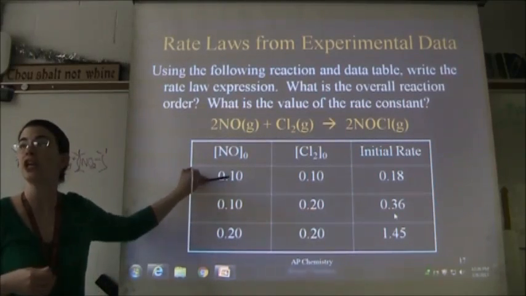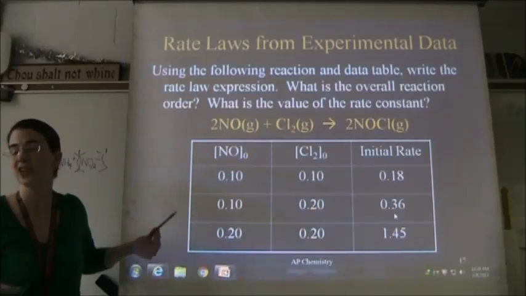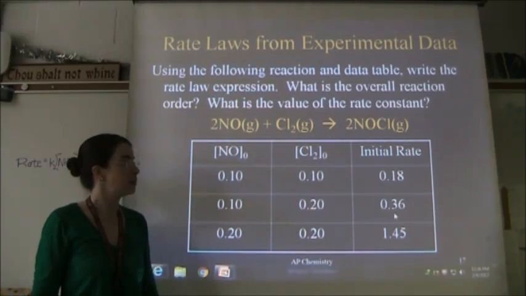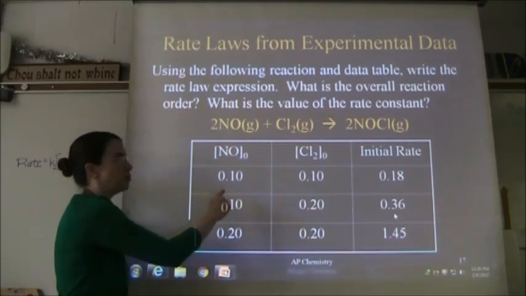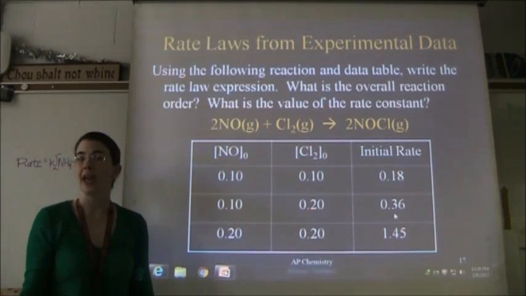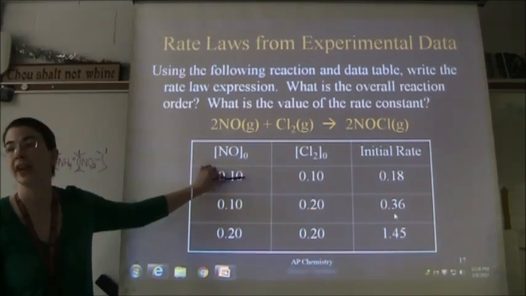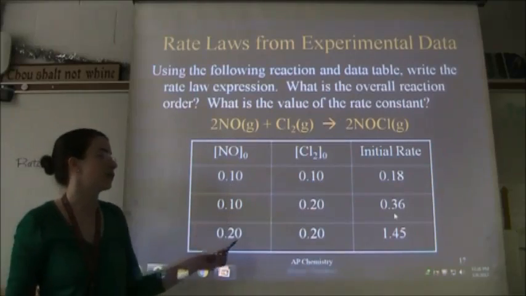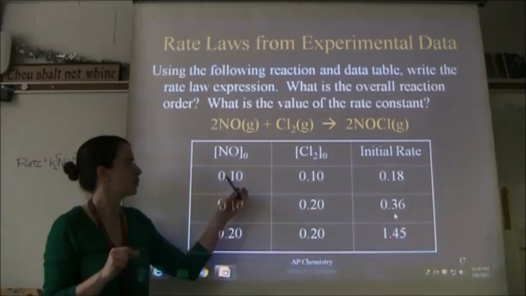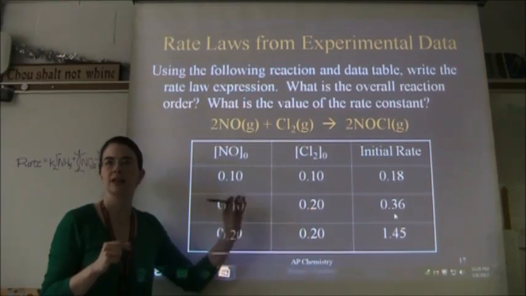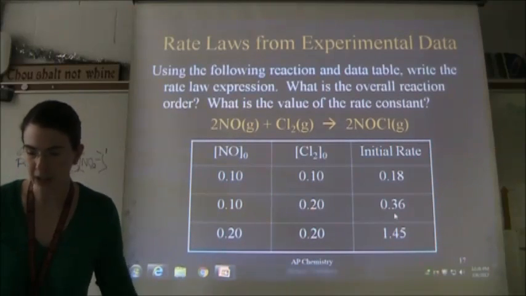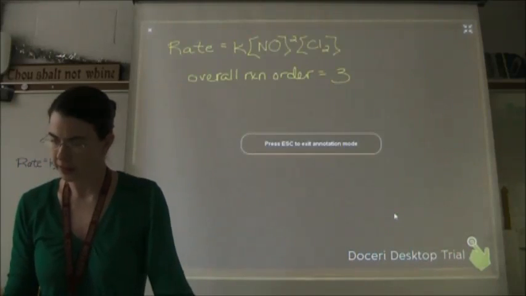Pick any line you want. I always pick the first line just because that's just what I do, but you can pick any line you want, plug in the values into the rate law that we just found, and solve for K. Now, if you choose a different line than I did, will you get a different value for K? It might be slightly different, but for the most part, these values for K, depending on which line you pick, should be pretty much the same. I'm going to just pick the first line because that's just what I do.